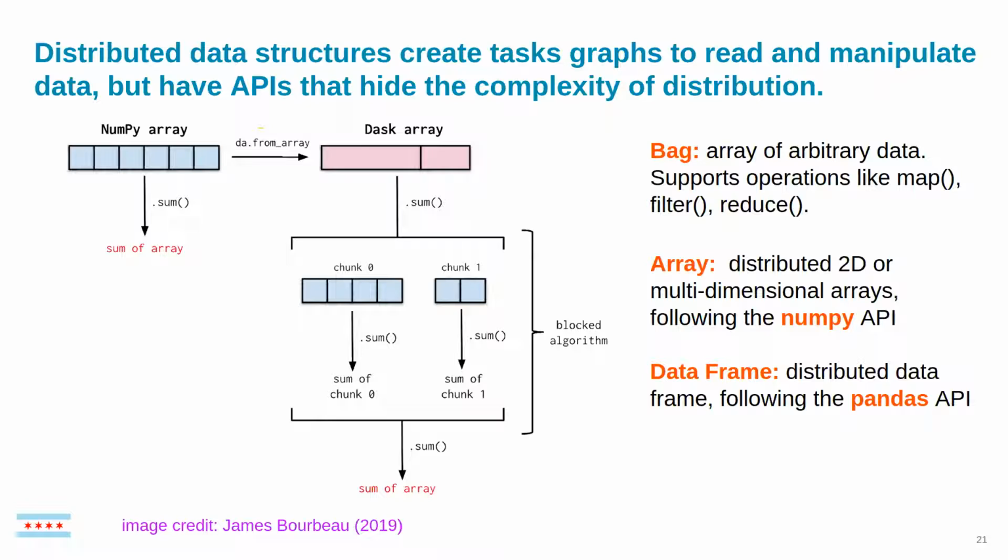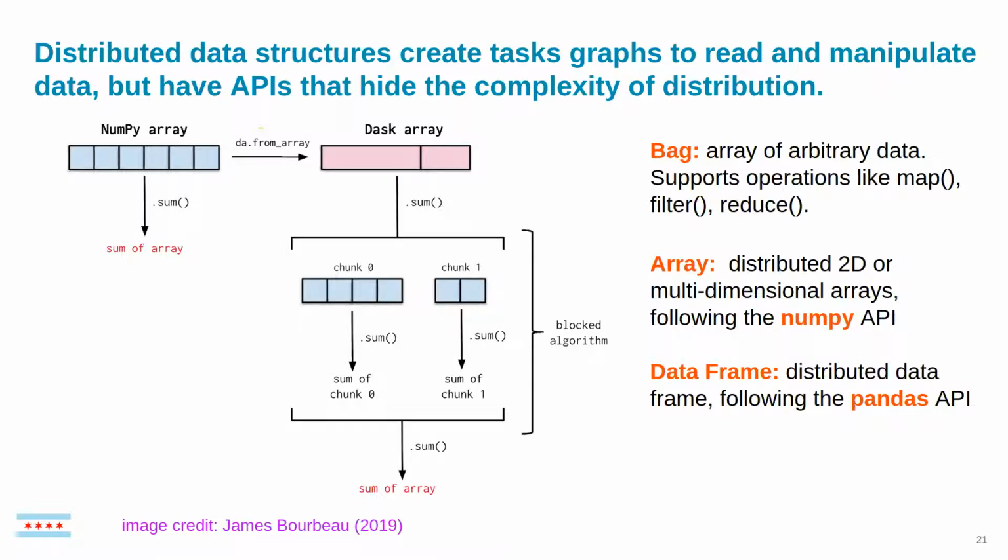The Dask bag is kind of like an RDD in Spark. This is just an ordered collection of whatever data you want. And you can do things like map and filter and reduce. So think of this kind of like, if you're not familiar with RDD in Spark, this is kind of just like a list object or something like that in Python.